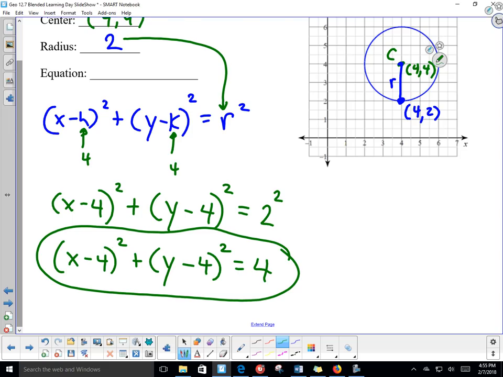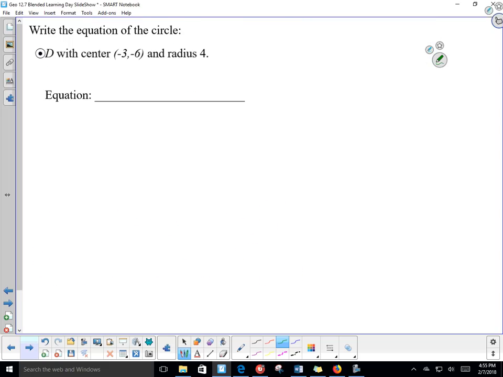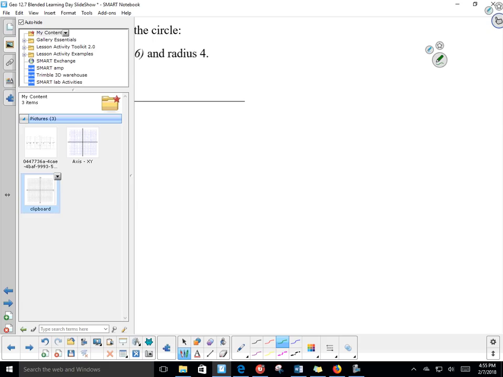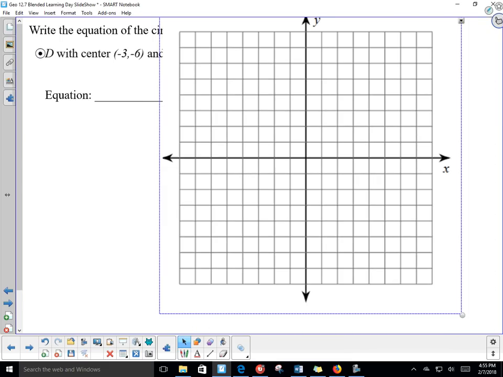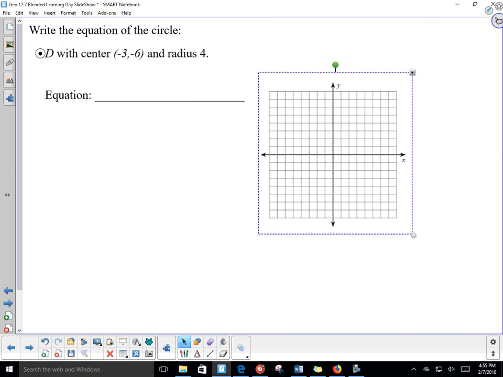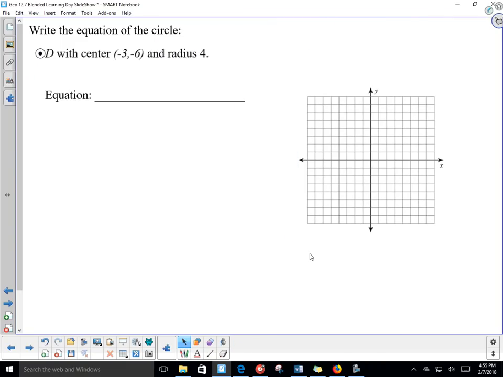Let's take a look at another example. Here it says write the equation of the circle, circle D, with center (negative 3, negative 6), and a radius of 4. So again, we could get a visual of what's going on here. If we would like, you can visualize this circle. So we're talking about a circle that has a center at (negative 3, negative 6).